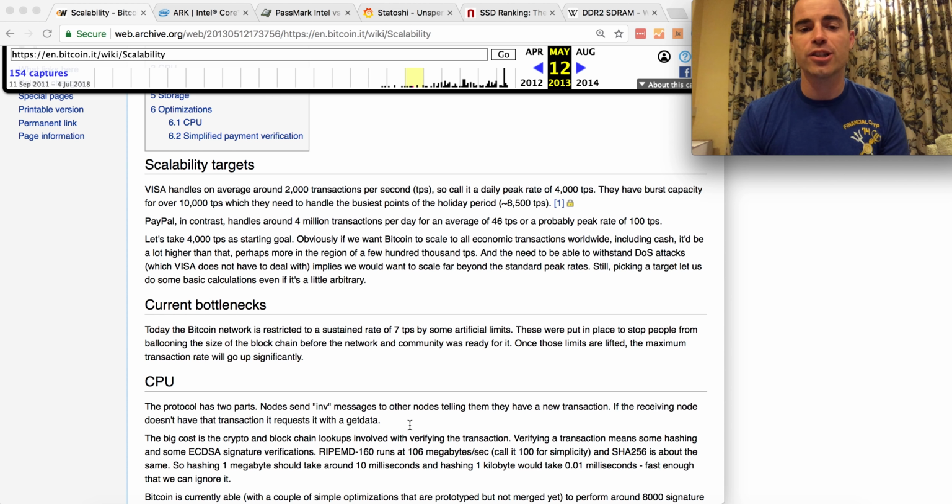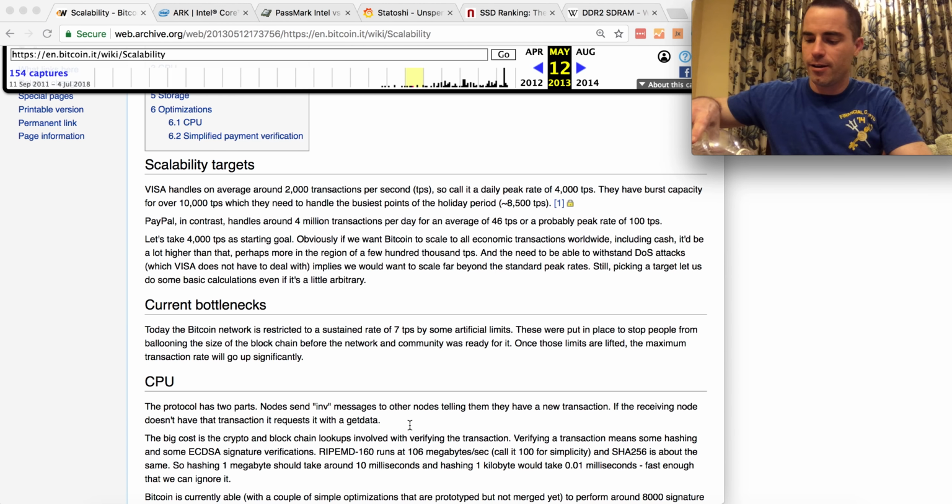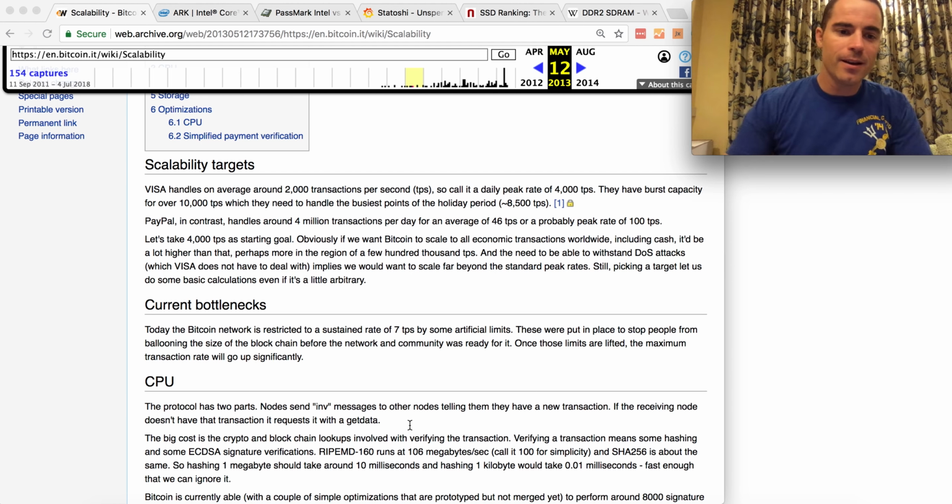Obviously, if you want Bitcoin to scale to all economic transactions worldwide, including cash, it would be a lot higher than that, perhaps more in the region of a few hundred thousand transactions per second, and the need to be able to withstand denial of service attacks, which Visa does not have to deal with, implies that we would want to scale far beyond the standard peak rates. Still, picking a target, let us do some basic calculations, even if it's a little arbitrary. So it talks about the current bottlenecks to hitting 4,000 transactions per second from the 3 transactions per second that we have today.